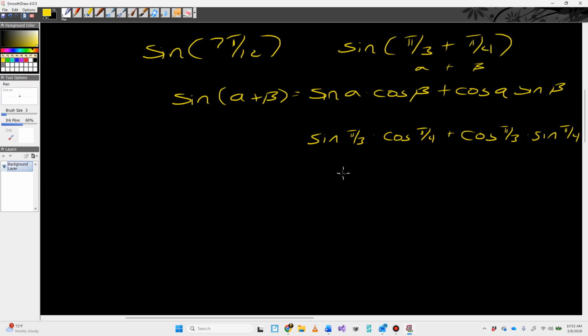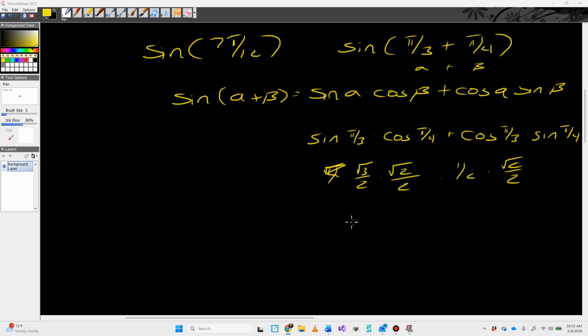What is sine of pi over 3? I believe that is 1/2. No, it's square root of 3 over 2. Sorry. Square root of 3 over 2. Cosine of pi over 4 is square root of 2 over 2. Cosine of pi over 3, that's 1/2. And the sine of pi over 4 is the square root of 2 over 2. Make sure that, again, I've got that right. The sine of pi over 3 is, in fact, square root of 3 over 2, and the cosine of pi over 3 is, in fact, 1/2.